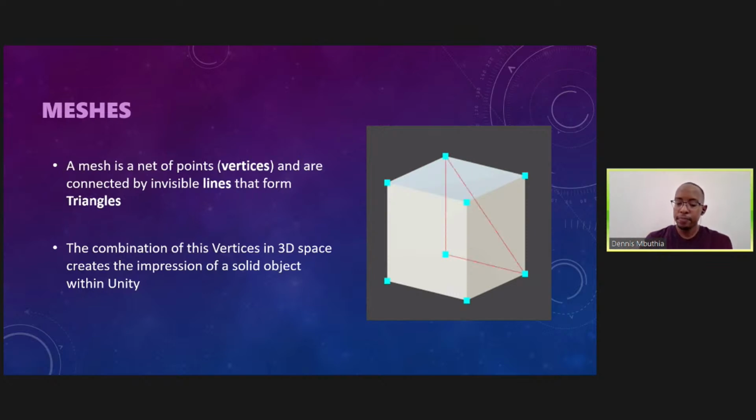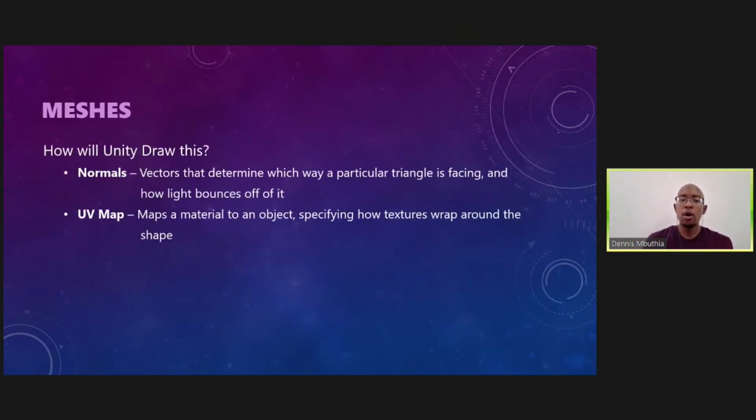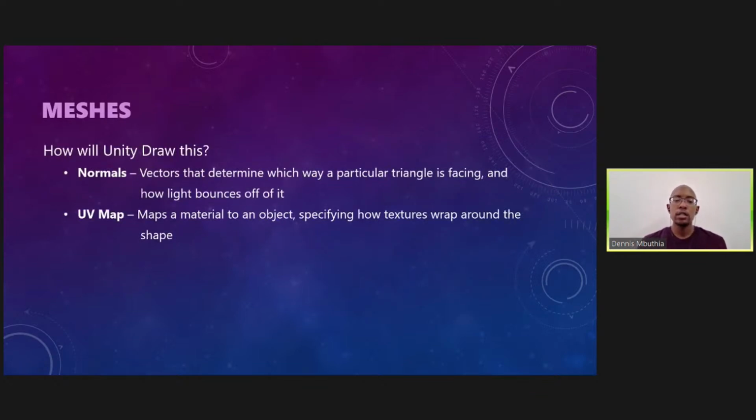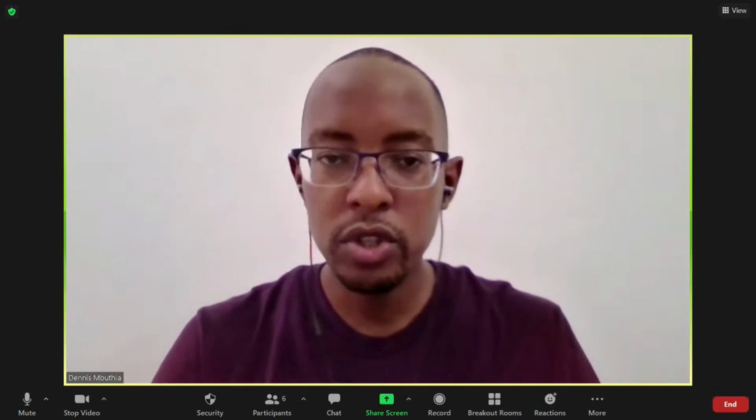Now, how does Unity draw what we have seen here? It has something called normals. These are vectors that determine which way a particular triangle is facing and how light bounces off it. Okay, it seems like this is getting a bit complicated, so let me share something else so that I can walk you through it and you can understand it better.